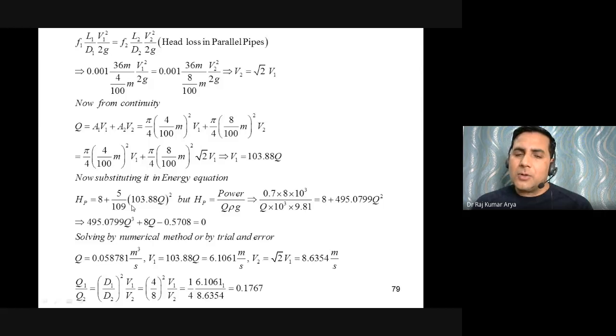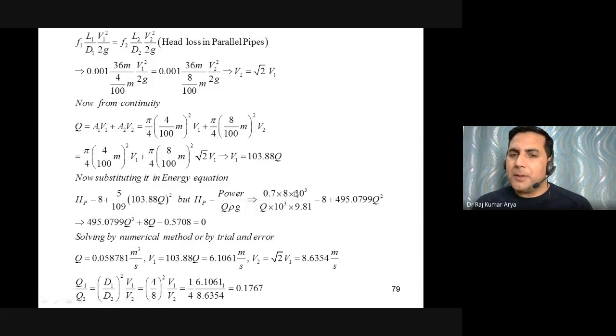Yes, sir. Now what is given in your question? The power of this pump-motor combination, how much power is it consuming? 8 kilowatt, right? So in your question it is giving 8 kilowatt. From there, if you want to calculate head of the pump, the head of the pump would be the power consumed by the pump divided by Q rho G. Q is the flow rate, rho is the density, and G is the gravitational acceleration. So from here you can calculate what should be the head of the pump.